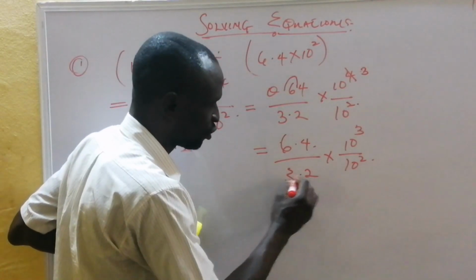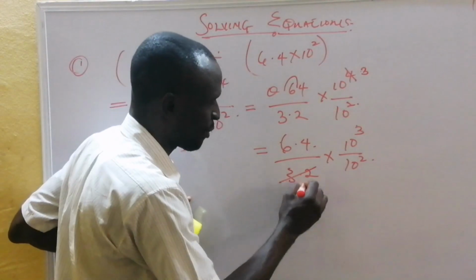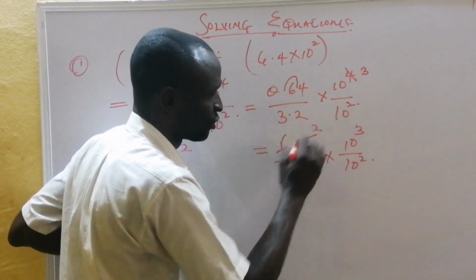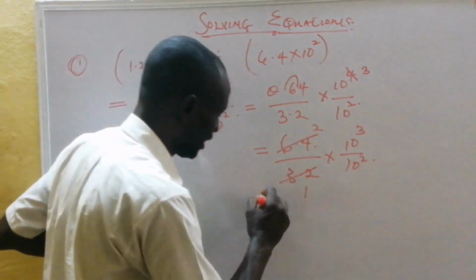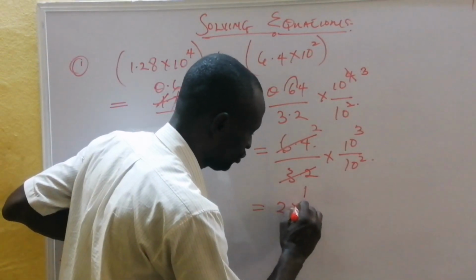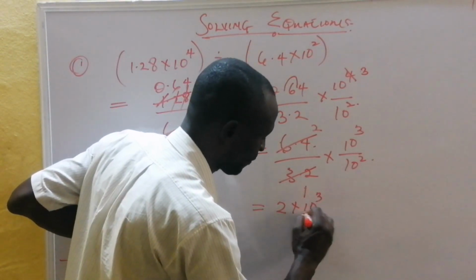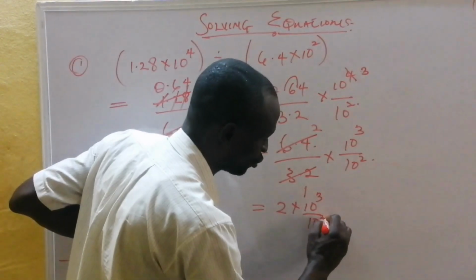Obviously, 3.2 here will be 1. 3.2 here is what? 2. 2 times 3.2 is 6.4. Then I will now have 2 times 10 raised to the power 3 over 10 raised to the power 2.